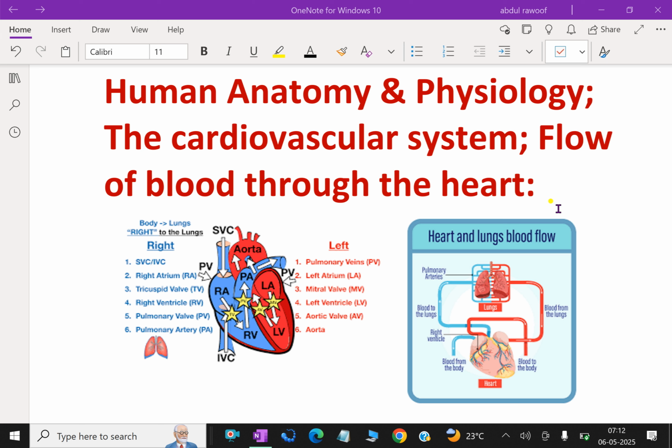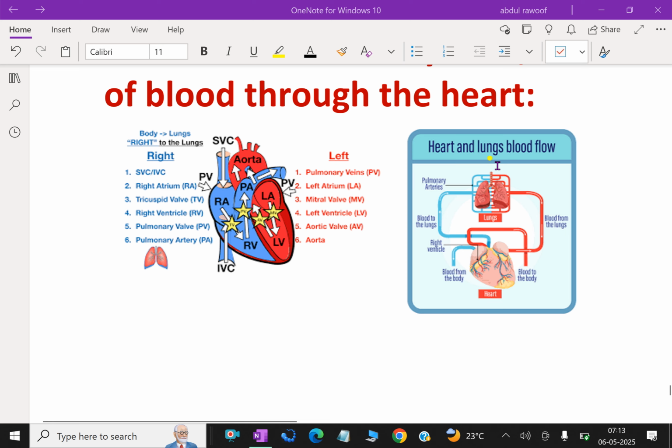This large blood supply, of which a large proportion goes to the left ventricle, highlights the importance of the heart to body functions. The coronary arteries traverse the heart, eventually forming a vast network of capillaries. Now we'll discuss further the flow of blood through the heart. Look at this.